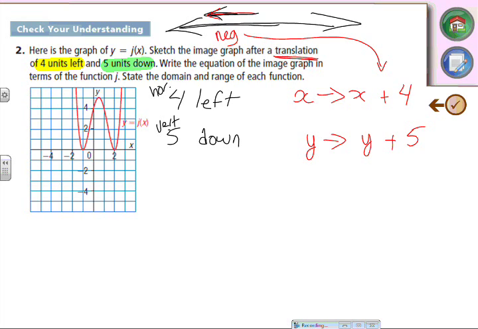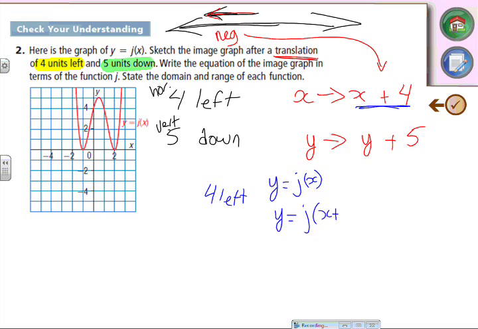Let's punch that into the formula. y equals j of x. The first step says 4 to the left. That means x went to x plus 4. Wherever you see an x, put x plus 4. y equals j of x plus 4.